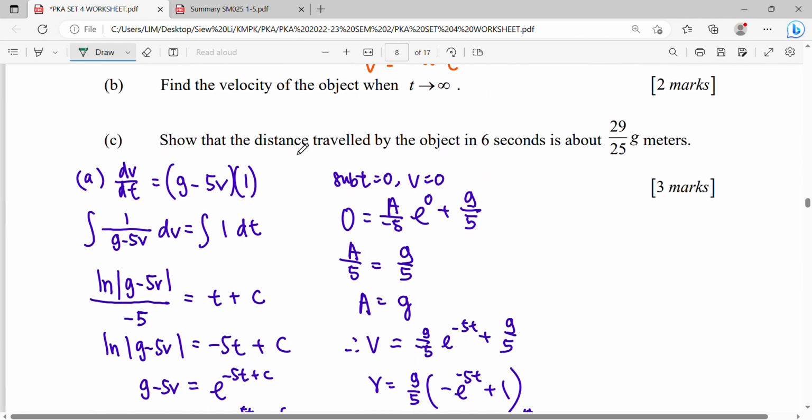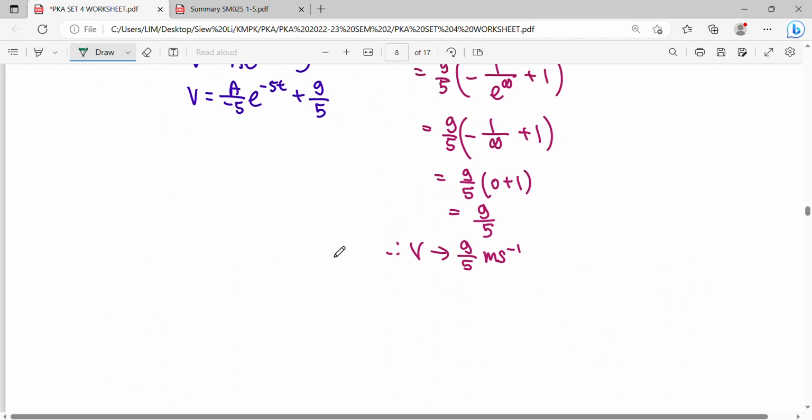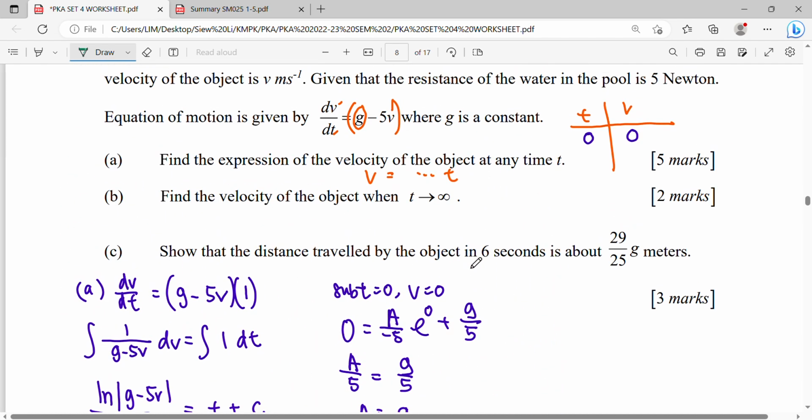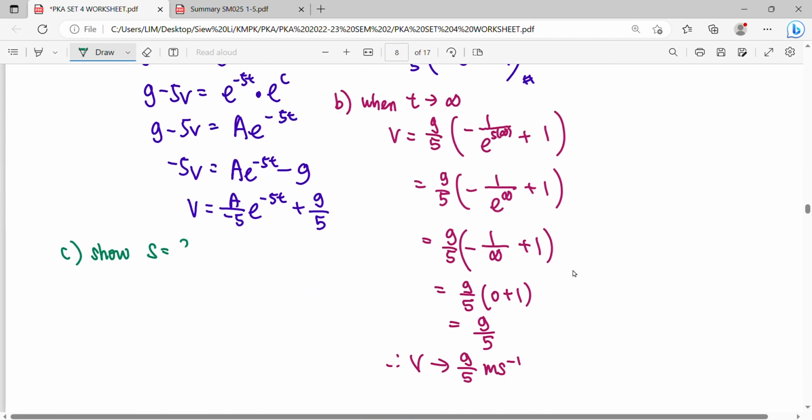Show that the distance traveled by the object in 6 seconds is about 29/25 g. Okay, so question C, they ask you to show that the distance S. In your physics, you denote the distance as S, right? Or D, correct? 29/25 g, or I put D, when t is equal to 6.